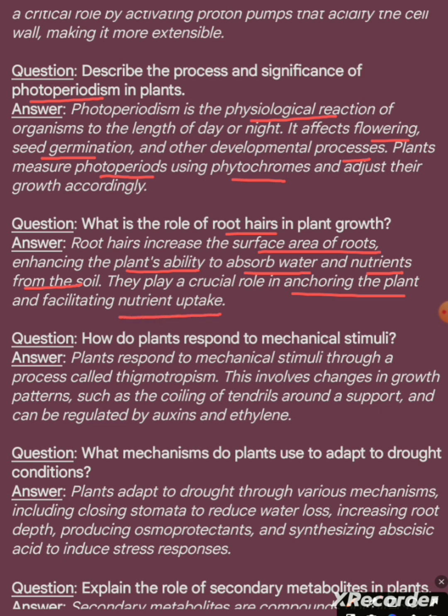Next question. How do plants respond to mechanical stimuli? Answer: Plants respond to mechanical stimuli through a process called thigmotropism. This involves changes in growth patterns such as the coiling of tendrils around a support, and can be regulated by auxins and ethylene.